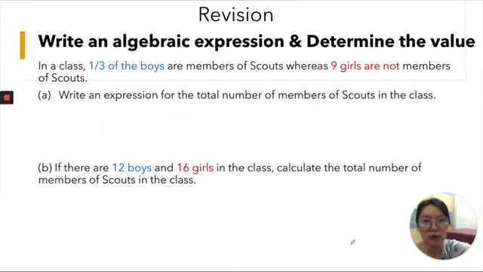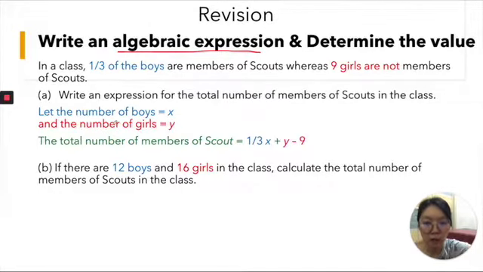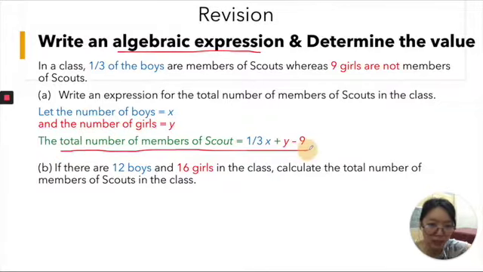Let's do some revision of last week. Last week we learned how to write an algebraic expression. So first we have a story. For example, here in a class, and there are stories here. You understand the story, and from the story you create an algebraic expression. So this is the algebraic expression you have created. There are numbers, and there are also variables inside. So all these are called an algebraic expression.